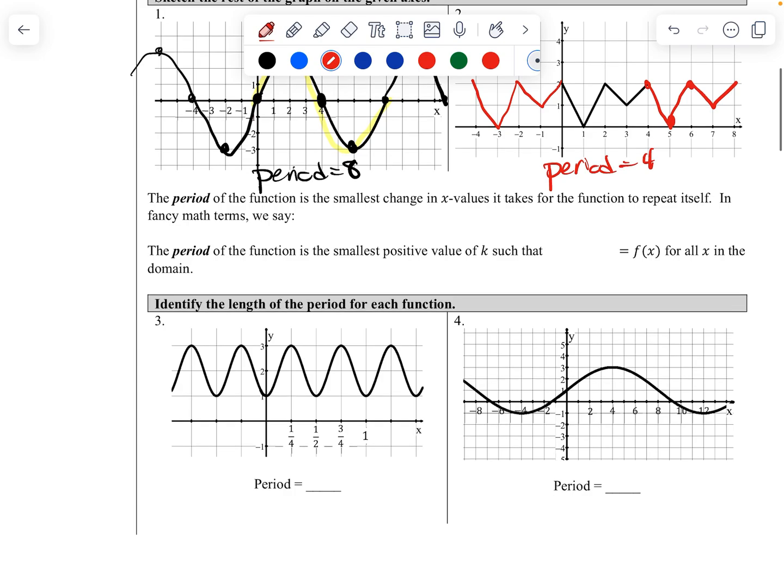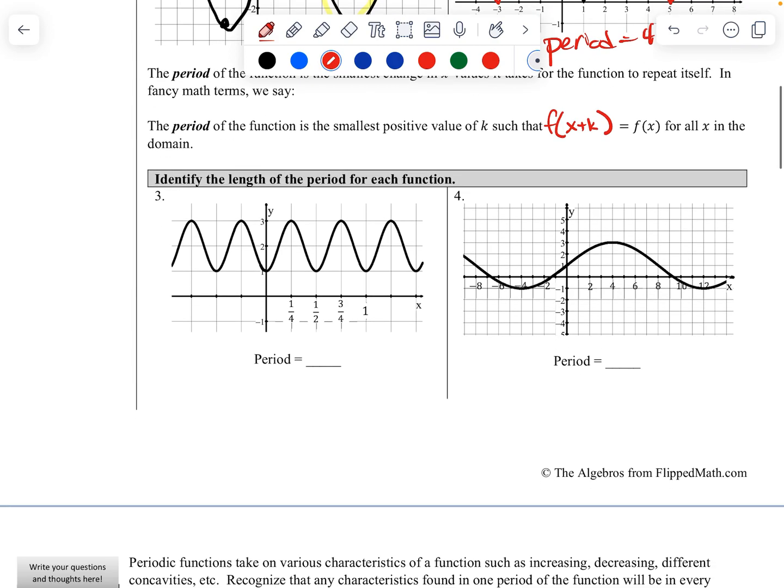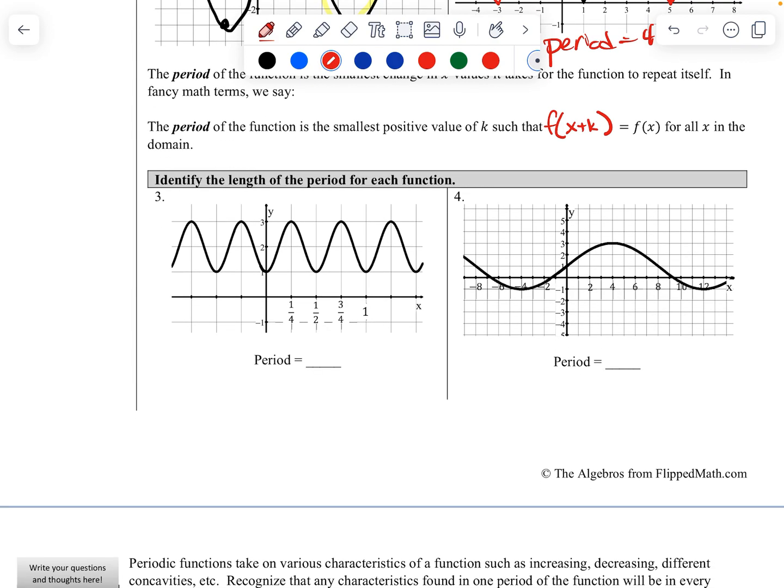A definition: the period of a function is the smallest positive value of k such that f of x plus k equals the same thing. So how far do you have to go from a value to get back to that exact same point for all of the x values? When I look at this one, let's say I started here. How long does it take to get back here? This would be the length of a period.